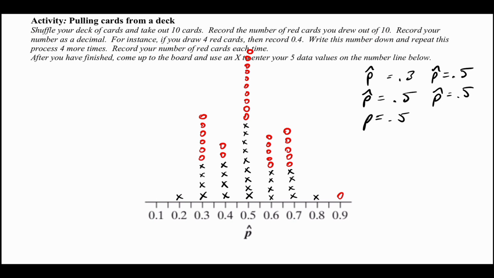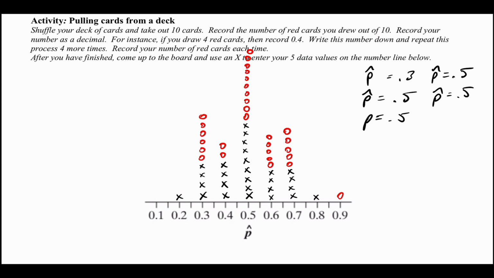It seems like a lot of the same stuff was happening the second time. 0.5 is exactly the same as before, right? We had 10 X's and we have 10 circles, right? 0.7, I think we had one more circle. 0.6, I think we had one more circle. 0.3, I think we had one more circle, but close though, right?